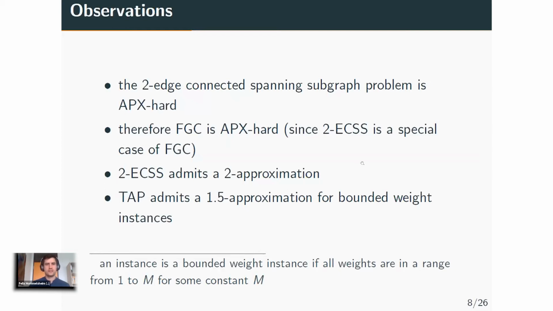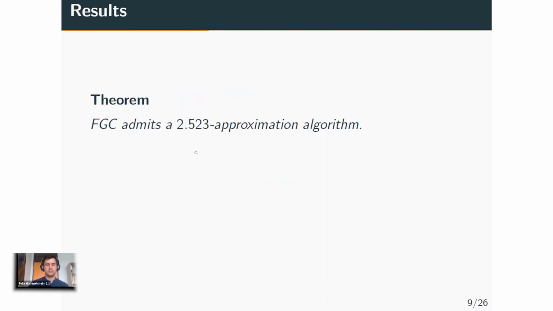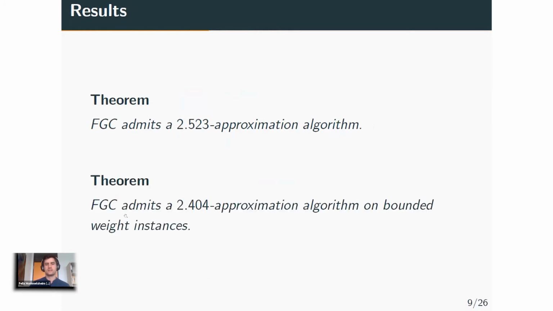And here I state our main result. Our main result is a 2.527 approximation algorithm for FGC. And similar to the bounded weight instances case, we have a 2.404 approximation algorithm for bounded weight instances.